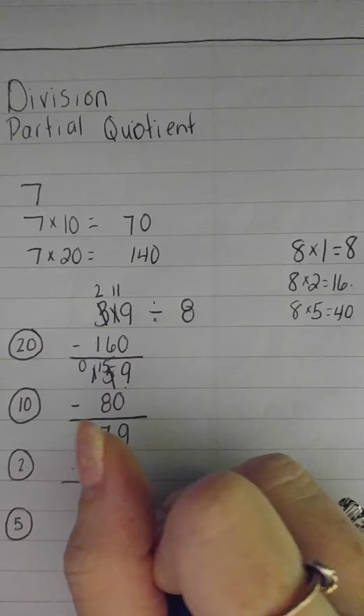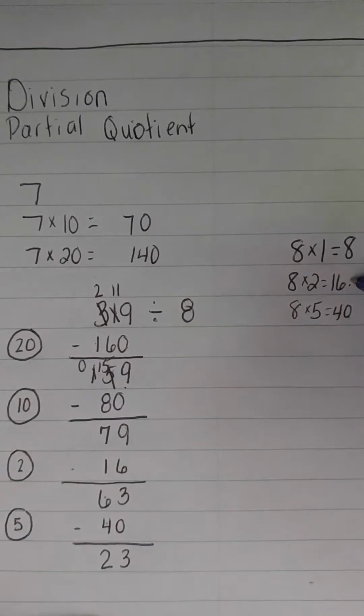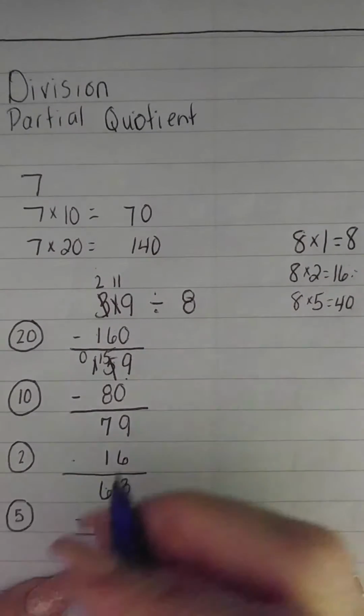Let me subtract out that. 3 minus 0 is 3. 6 minus 4 is 2. And now I'm back to 16.